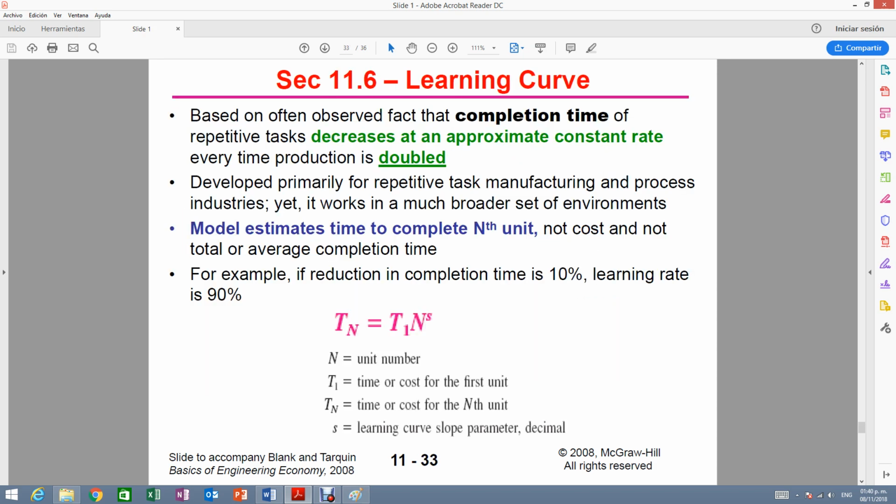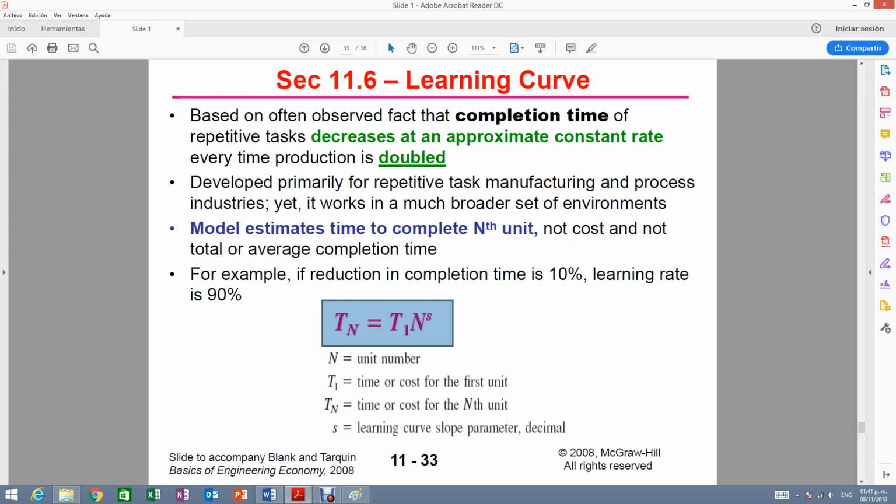Yes, the model estimates that we have here in this formula means that you will be calculating not the total time or the average time, but the time to complete the nth unit. So you would have the time to complete the second unit, the third unit, fourth, etc.